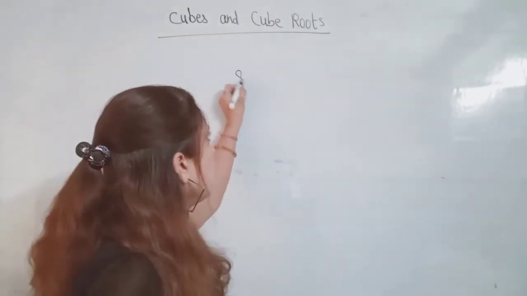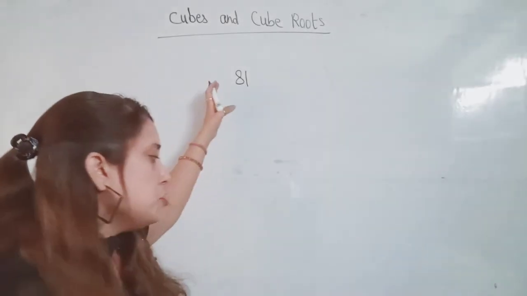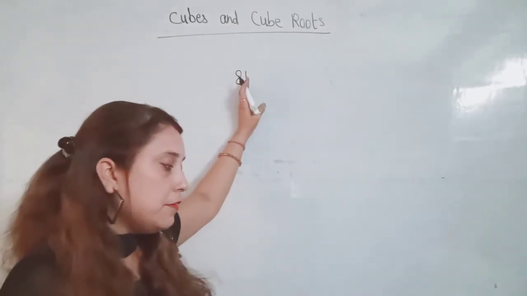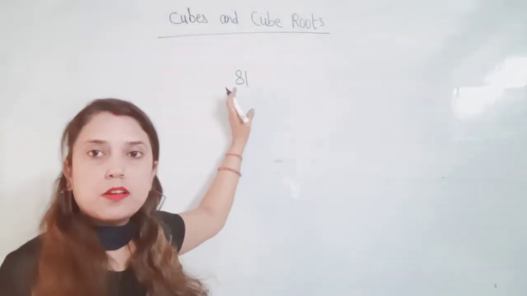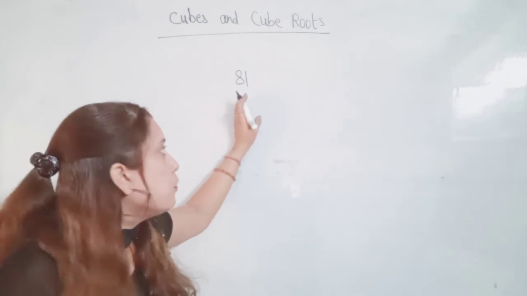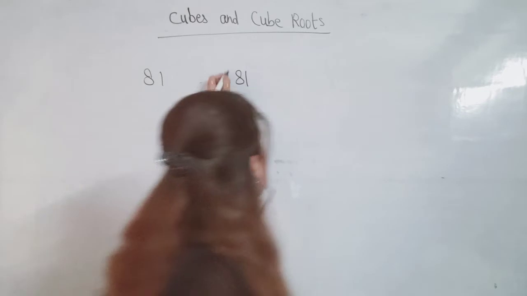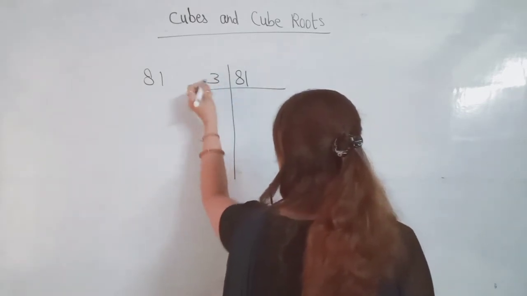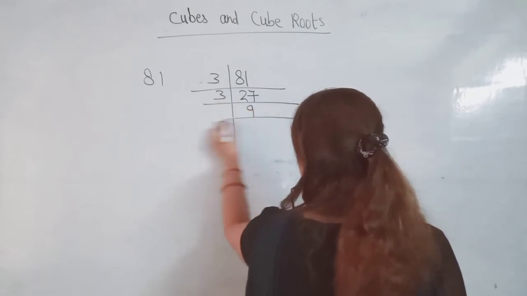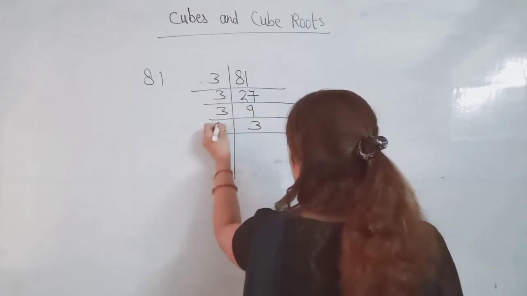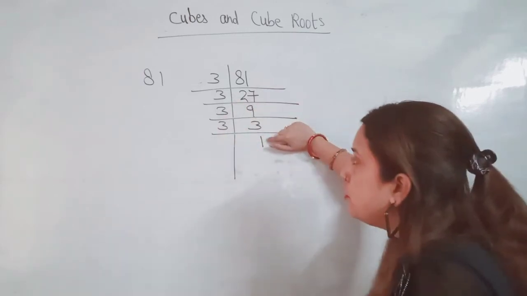Suppose we have the number 81. By which number should 81 be divided so that it becomes a perfect cube? So first we find the prime factors of 81. 3 twos are 6, 3 nines are 27, 3 threes are 9, 3 ones are 3.